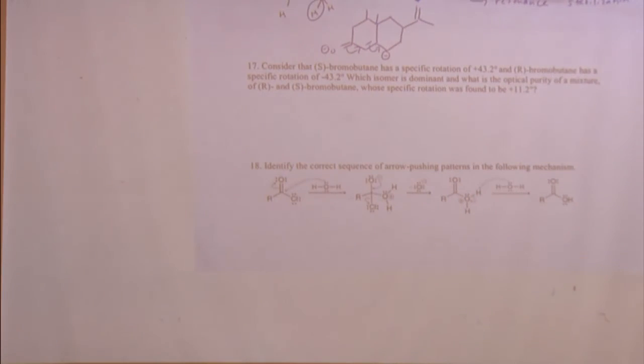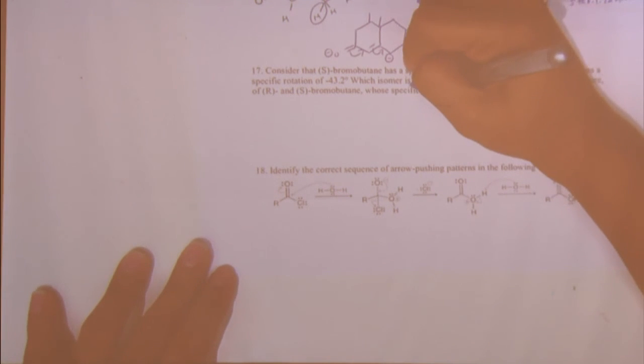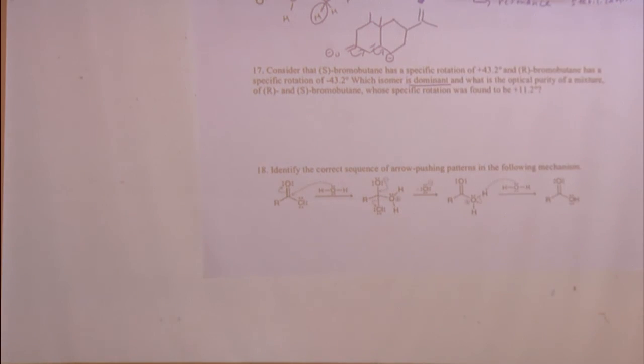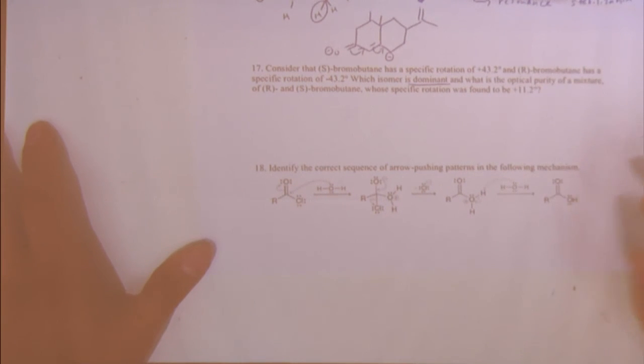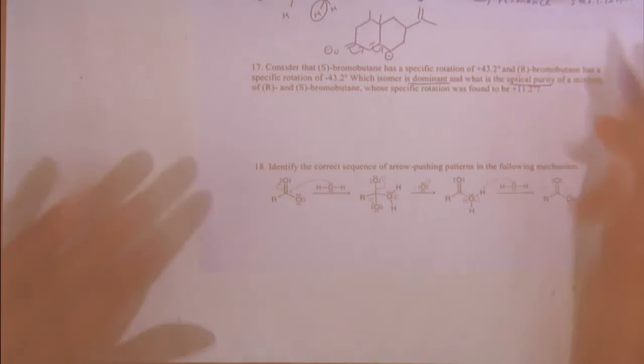Now, moving on to an enantiomeric excess problem, especially one that I know Professor Yuan likes to incorporate in his exams. Here, we're given the specific rotation of both the S enantiomer and the R enantiomer, and then we're looking for which isomer is going to be dominant and what the optical purity would be of the mixture.